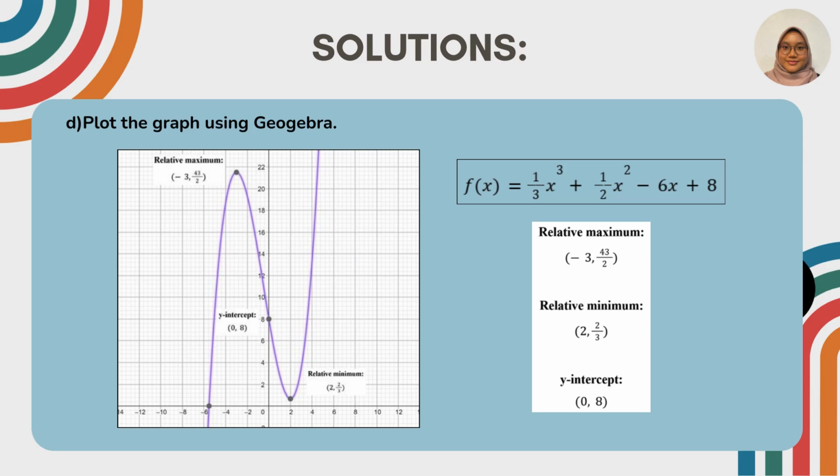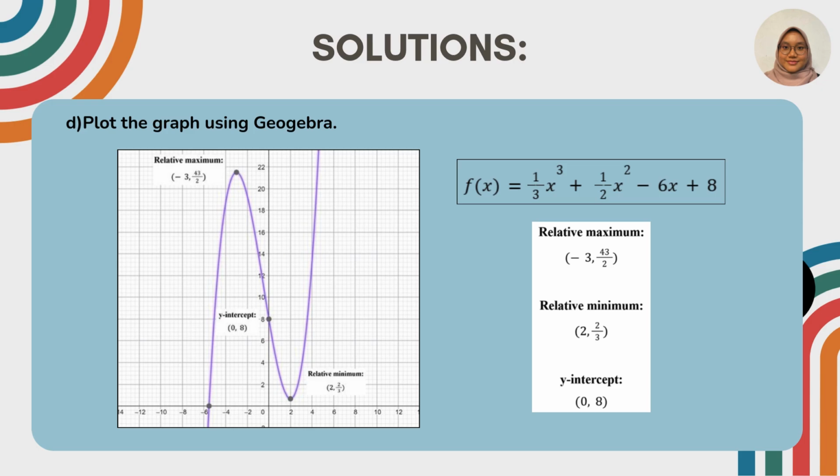Lastly, the y-intercept is obtained when x equals 0. We substitute x equals 0 into the function, f of 0 equals 8. So the y-intercept is (0, 8). From question 1, part C, the function is increasing on negative infinity to negative 3 and 2 to infinity. The function is decreasing on negative 3 to 2.